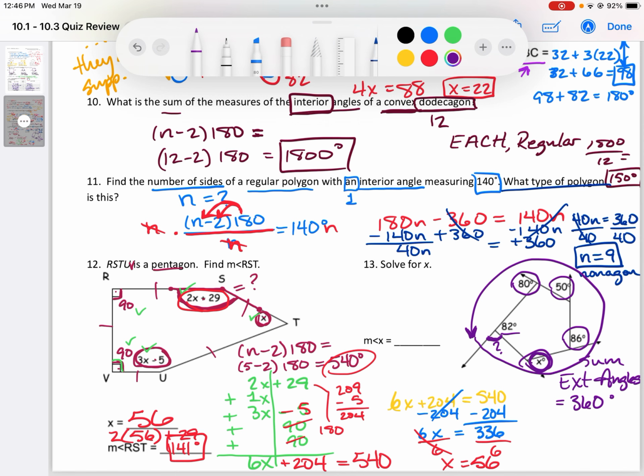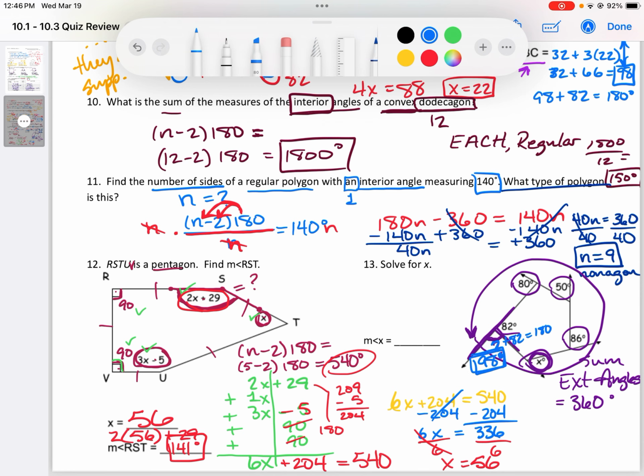And so the first thing I need to do is figure out this angle so that I can figure out x. The way I'm going to do that is I'm going to look at these two and see how they form a linear pair. That means they're supplementary. So whatever number goes here plus 82 has to equal 180. And so that number is 98. 98 plus 82 equals 180.